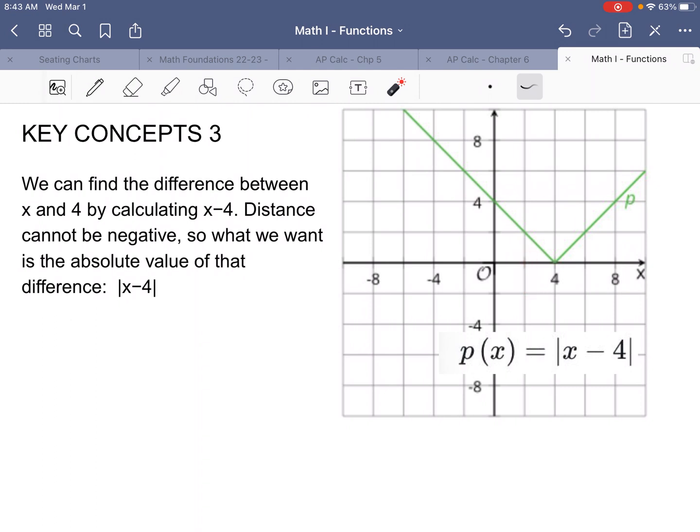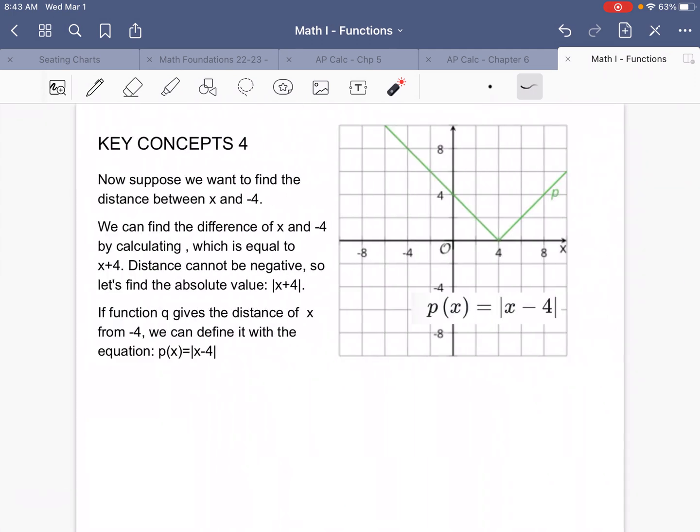How far away from 4 is 2? Well, it's 2 to the left, but distance doesn't matter which direction we're going, so it's 2. How far away from 4 is negative 4? Well, that would be 8 to the left, but again, our absolute value function doesn't care what direction we're going. Distances aren't negative, so it's 8.